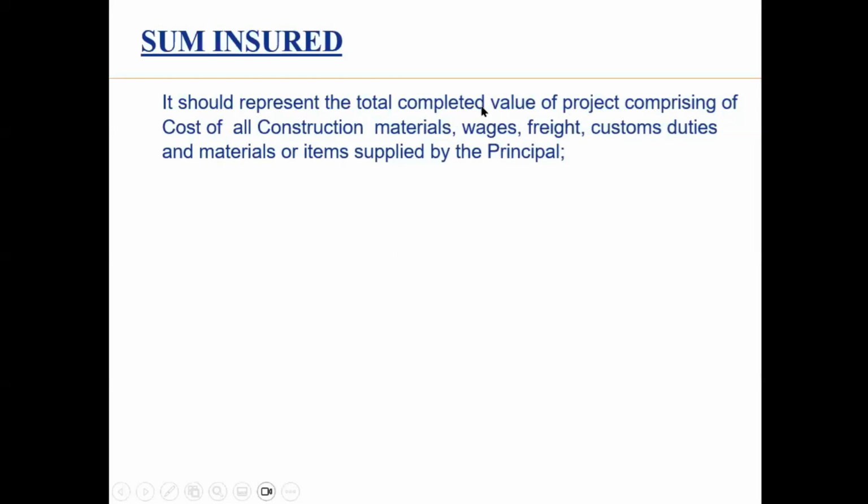Because the surveyor is going to calculate how much cost is coming at the time of completion of the project. So it comprises the cost of all construction material, wages, freight charges, then customs duties, and other items, and the material or items which are supplied by the principal. This is also important. Many times the principal supplies many items. They say these are the items provided by me. So the contractor is supposed to include the sum insured of those items also in the policy, failing which these items will not be covered. Many times contractors make a mistake. They forget to include free supplied items into the cost of the project. So it leads to underinsurance and no payment in that case. The surveyor does not allow payment of these items.